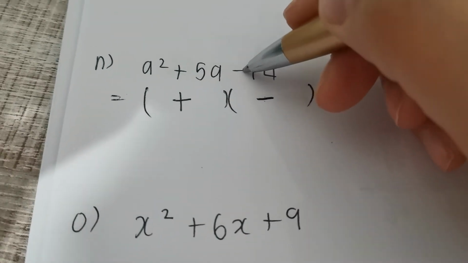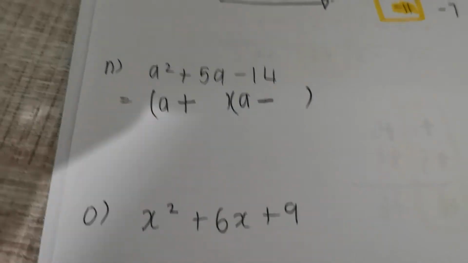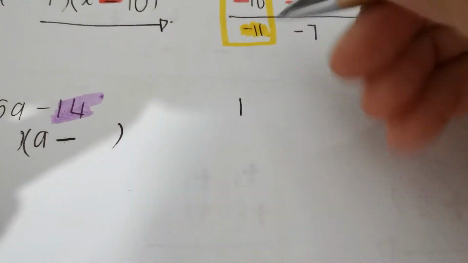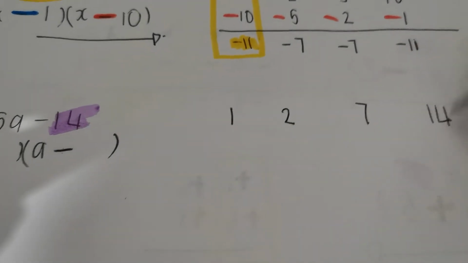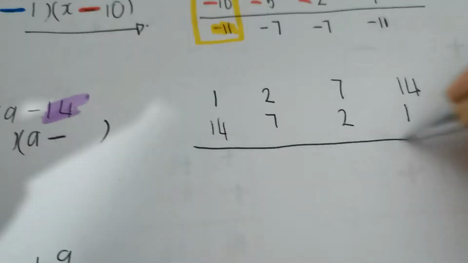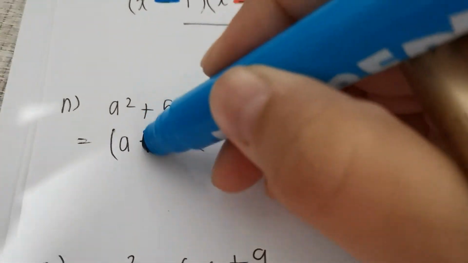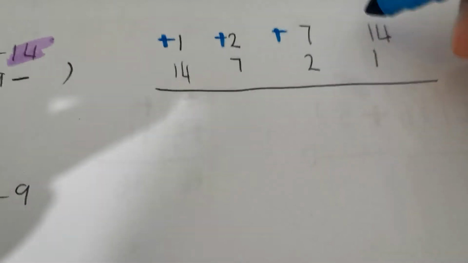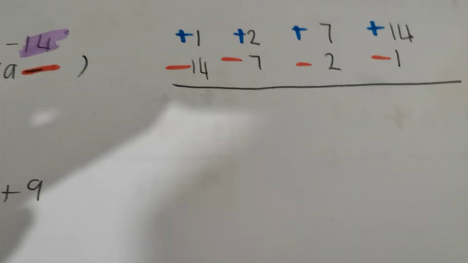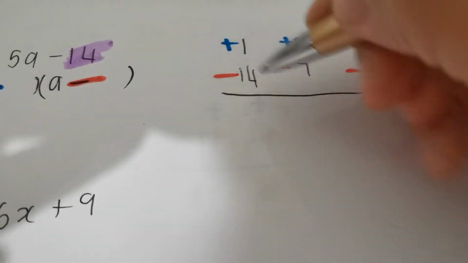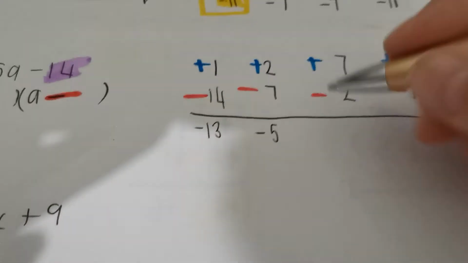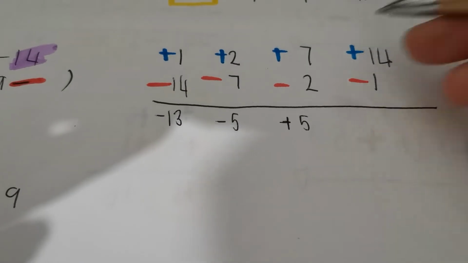Positive times negative gives me negative. An X here, an X there. Okay, 14. What can go into 14 with no remainders? 1, 2, 7, and 14. Reverse. Alright. Blue, blue, blue, blue. Pink, pink, pink, pink. Add and subtract. 1 minus 14. 2 minus 7. 7 minus 2. 14 minus 1.